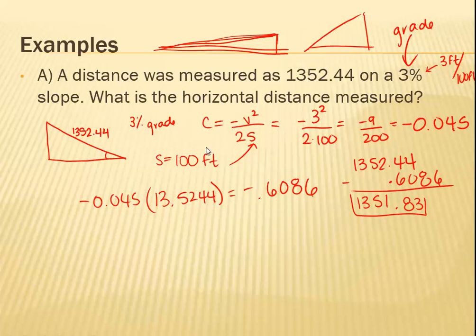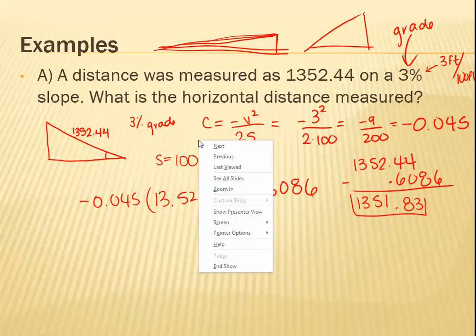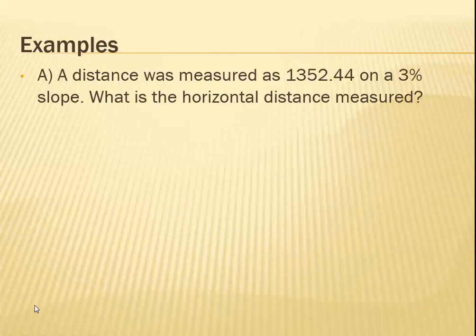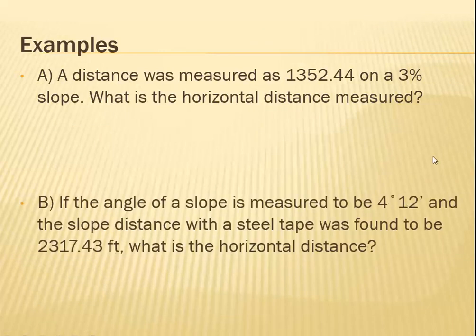Now I'm going to give you another example where we're going to be given an angle, and in that case we can use trigonometry. So let me erase this, and let's do this problem right here. If the angle of a slope is measured to be 4 degrees 12 minutes, and the slope distance with a steel tape was found to be 2317.43 feet, what is the horizontal distance?